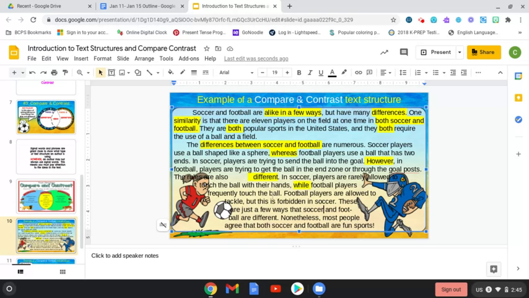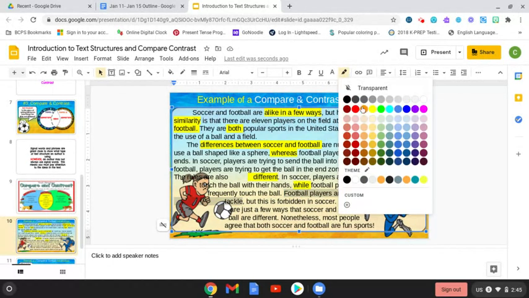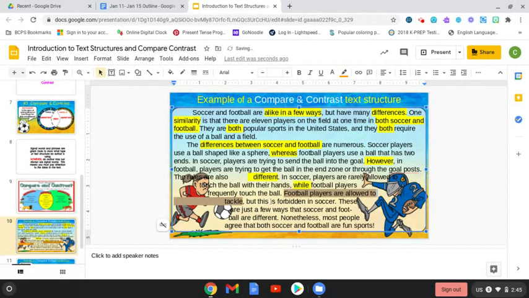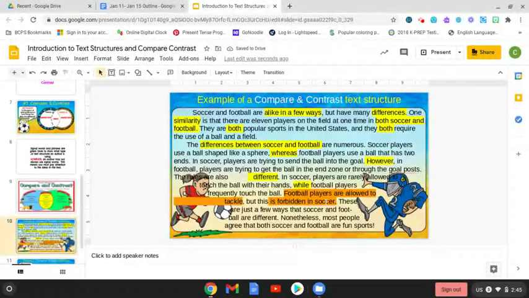Now, this is not a clear signal here. However, I want to show you how they're using two different ideas. So it says football players are allowed to tackle. This is forbidden in soccer. So even though there wasn't a signal word like alike or different, they presented two different ideas about football and soccer, and that lets me know that they're showing me the similarities and differences. So this is a clear example of how an author is using a compare and contrast text structure, okay?